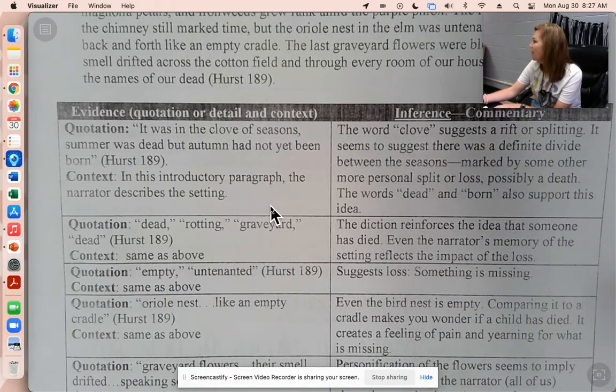We did this, I think, after we annotated passage 3. Did we turn our papers over and do a quick dialectical journal on theme? Did we get to that in this class? Okay, this is very similar.